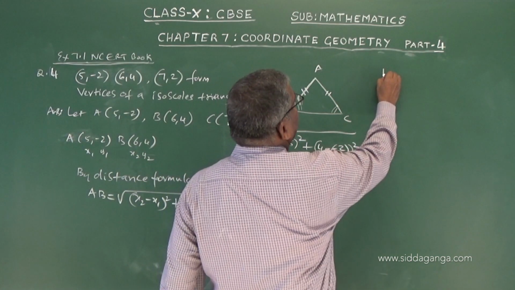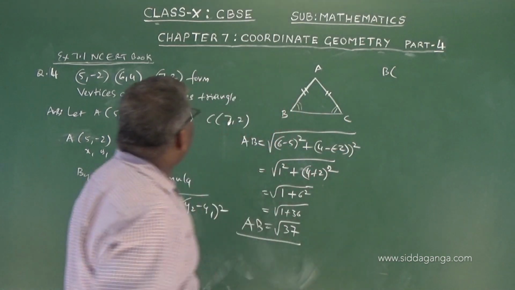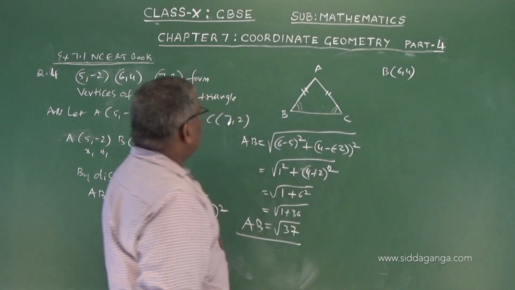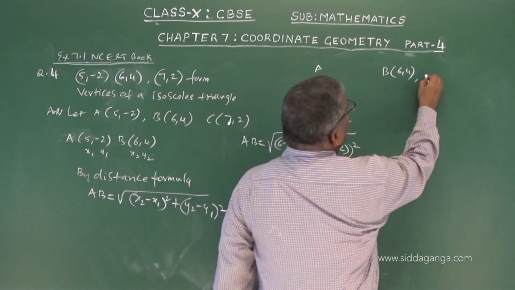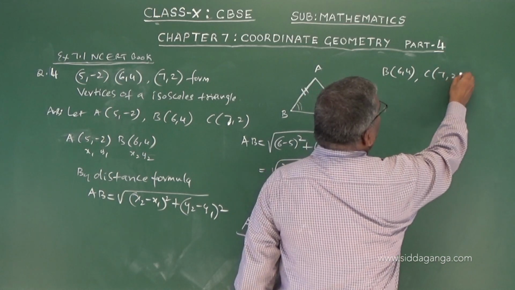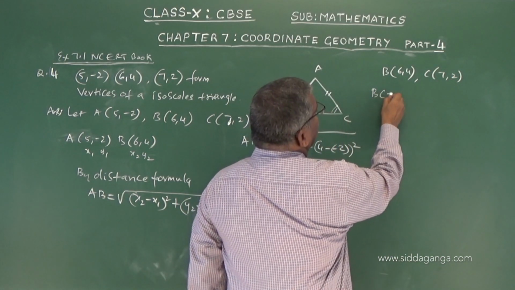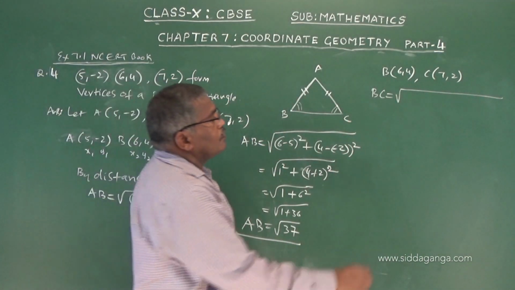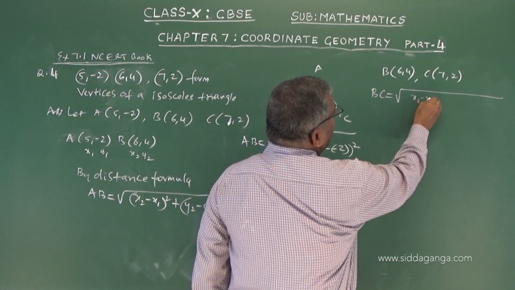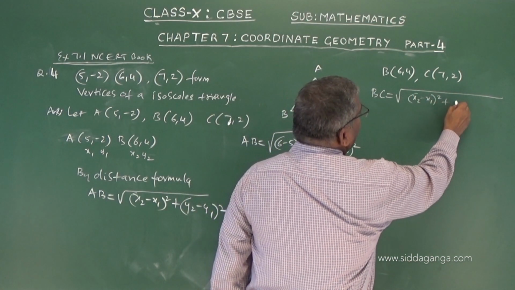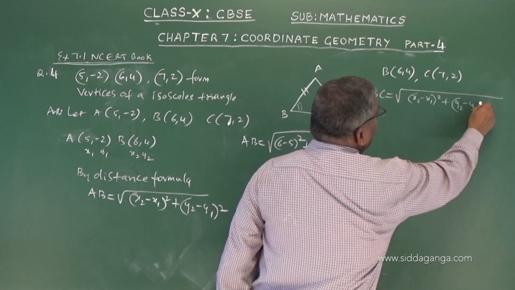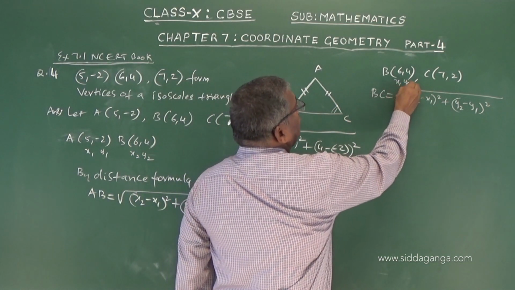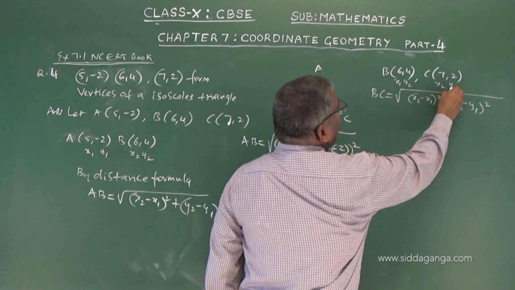BC equals, I will take point B here, 6, 4, and C, 7, 2. So therefore, BC equals square root of (x2 minus x1) whole square plus (y2 minus y1) whole square. So this is x1, y1, and here, this is x2, y2.